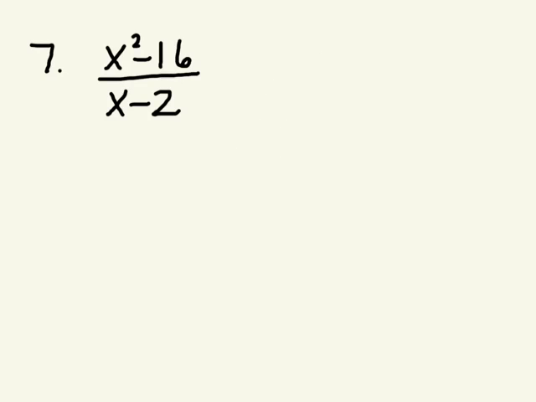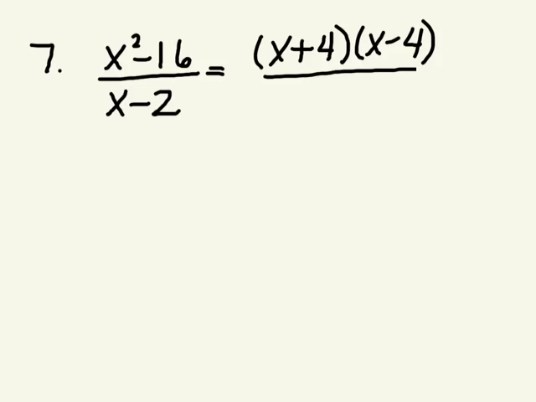This is number 7 from the review. The first thing we want to do for this problem is factor. We have a top-heavy fraction, so we know we're going to have an oblique asymptote if we don't have anything that cancels. So when we factor this, x squared minus 16 factors to x plus 4, x minus 4, just an easy little difference of squares, over x minus 2. So we don't have anything that cancels.